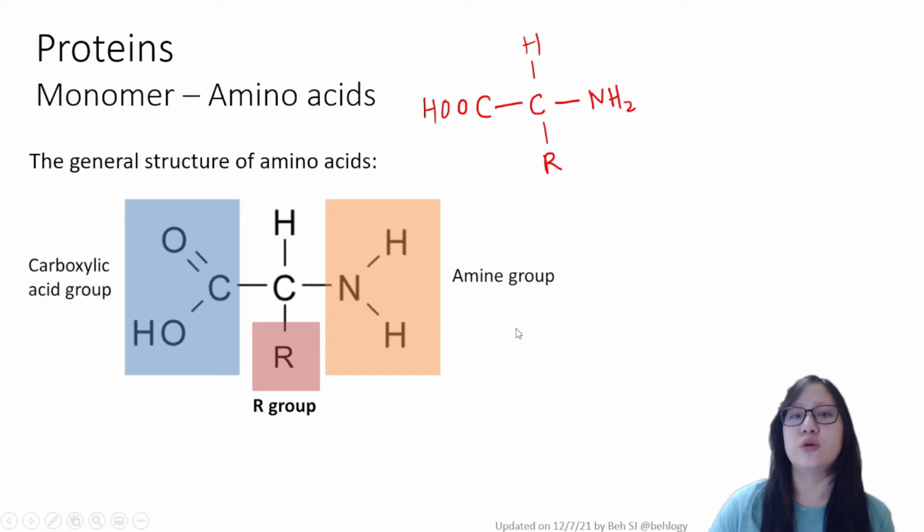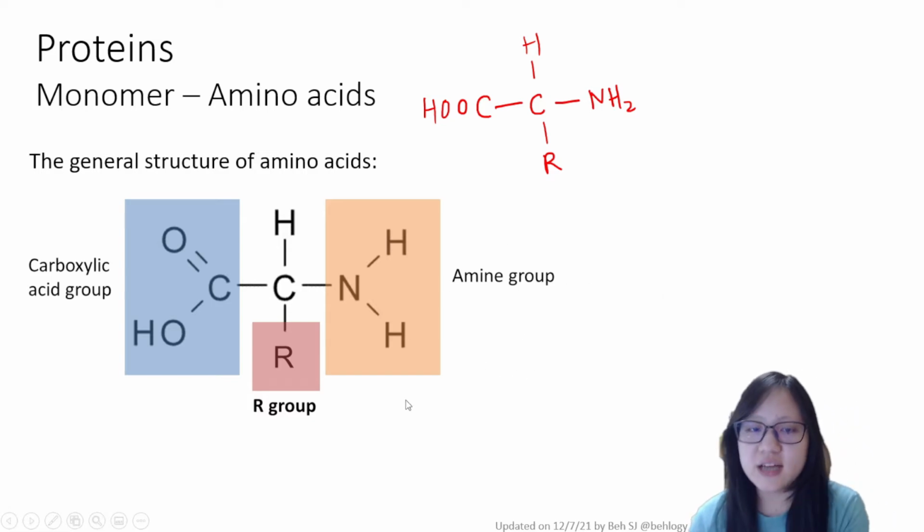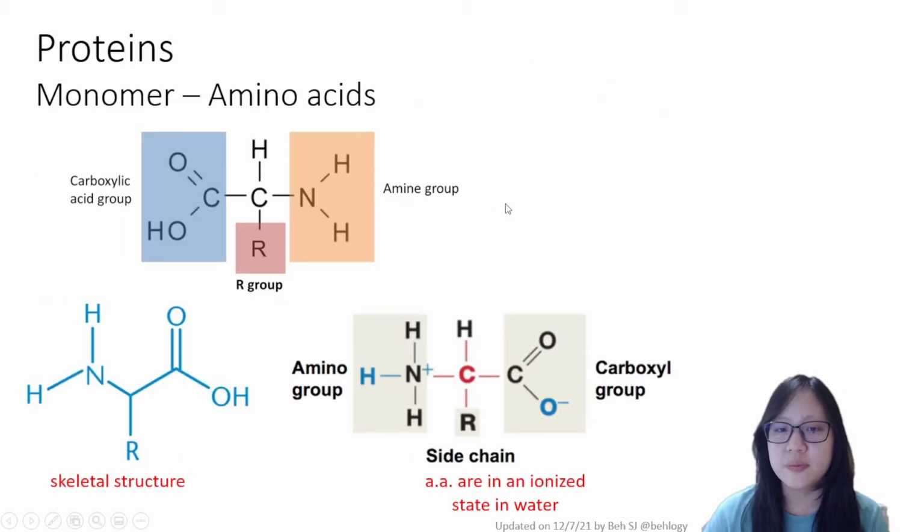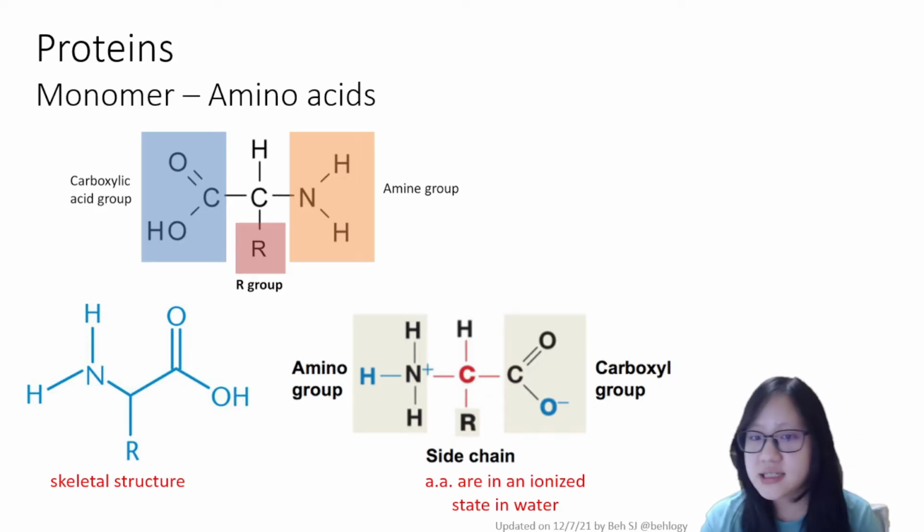Okay, get used to drawing it. So that's the general structure of amino acids. You need to know how to draw it. Now, these are other versions of amino acids. So this is a skeletal structure, and you need to know how to identify this.